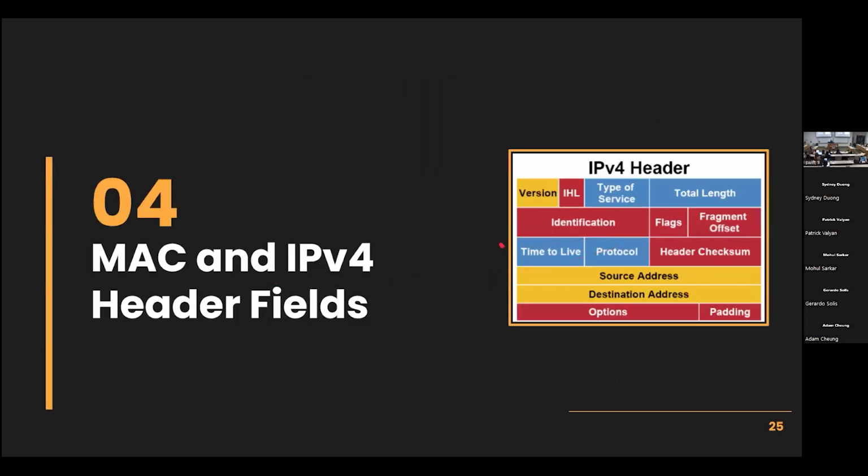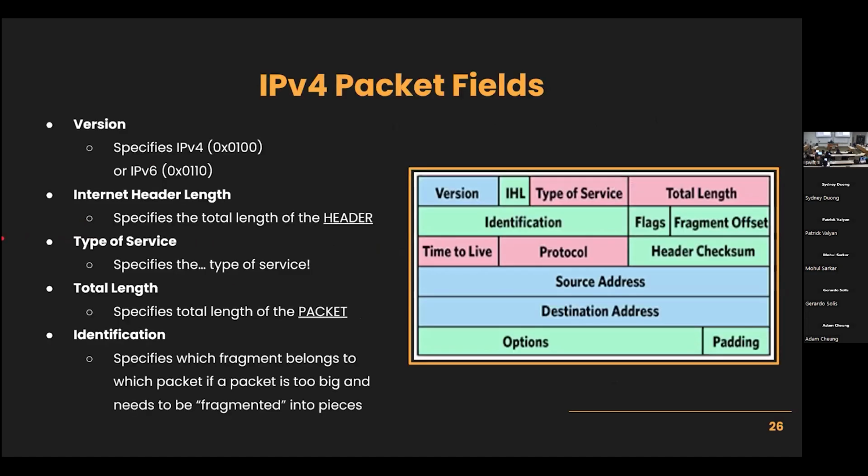So now we're going to MAC and IPv4 header fields. It seems like a lot of information, but when we start actually going into more Packet Tracer, it'll start to be something you can actually look at, and then if something goes wrong in your network, you can refer to these fields and see what exactly went wrong. So we have various fields. A lot of them are self-explanatory, sometimes not so much.